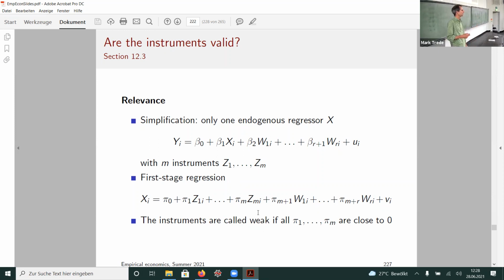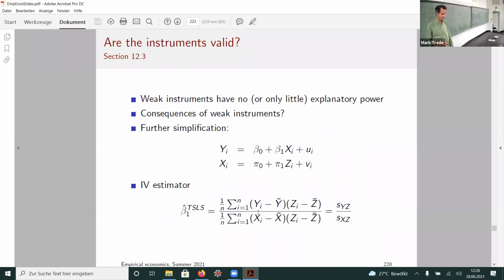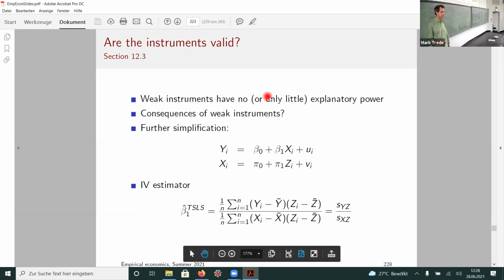So there's actually nothing really new here. We can run an F-test on the first stage regression to determine whether the instruments have predictive power on X. That's, in a way, quite simple. All right, if all these slope coefficients are close to 0, then we would have no or just little explanatory power for the X's.